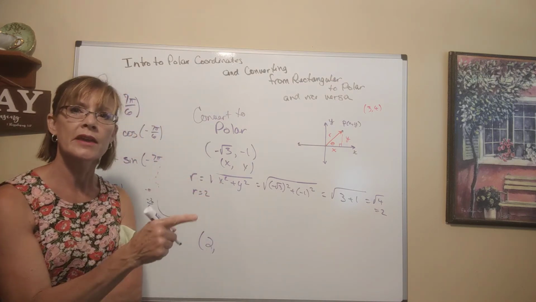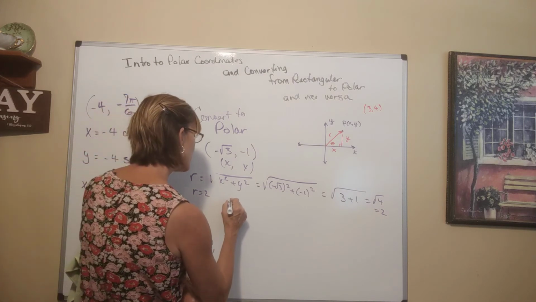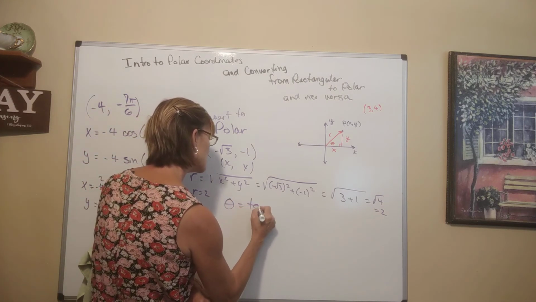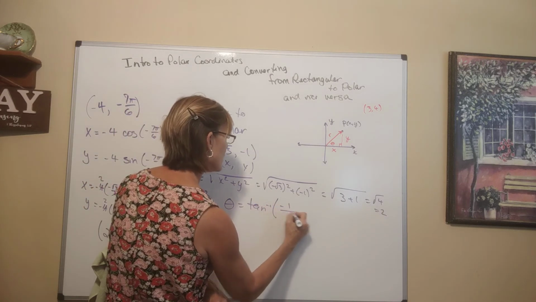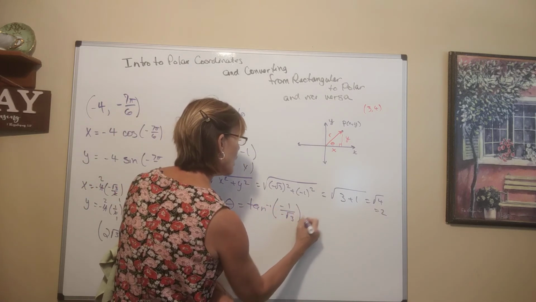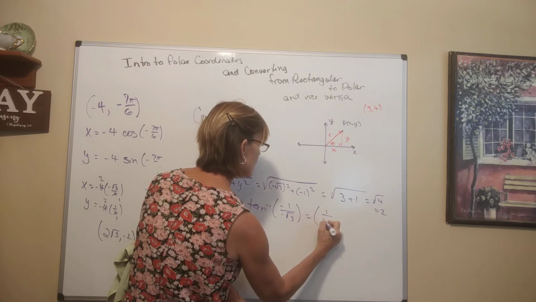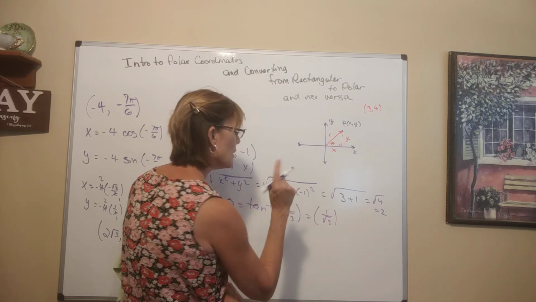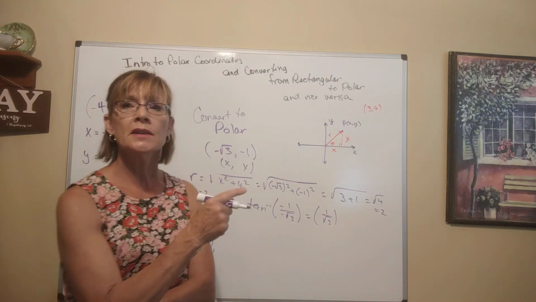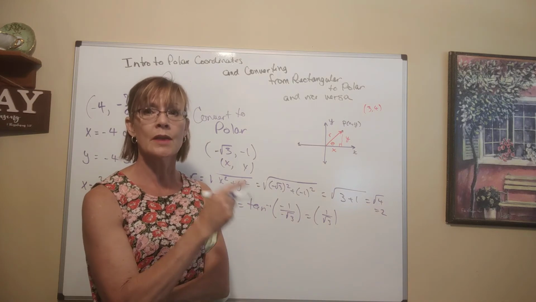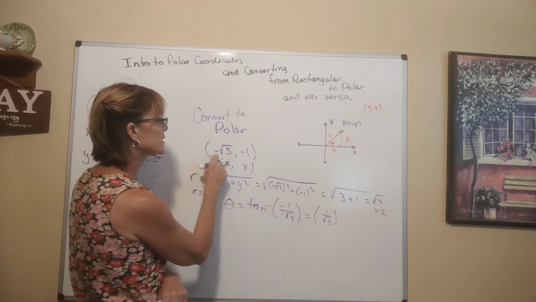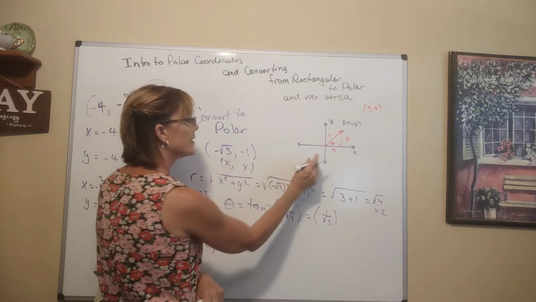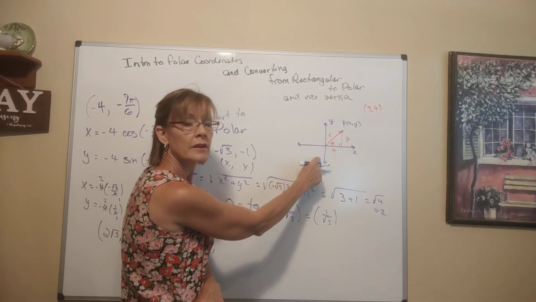All right, we got that much. Now we have to figure out theta. Theta is equal to the tangent inverse of y over x, of negative 1 over negative square root of 3, which is positive 1 over the square root of 3. That's true. But here is where we've always had to be very careful about what quadrant we're in, and we still have to be careful about that here. Do you see this x and this y, negative, negative? That means we're in quadrant 3 right here.